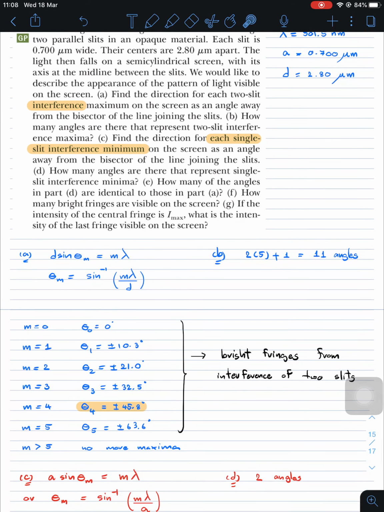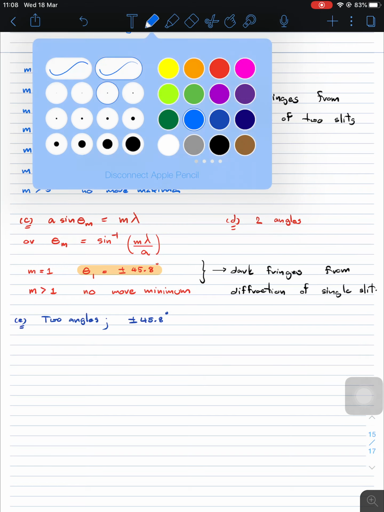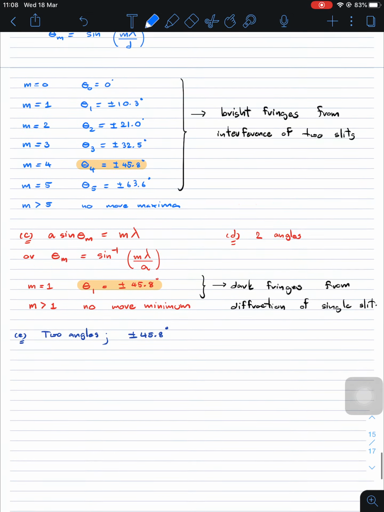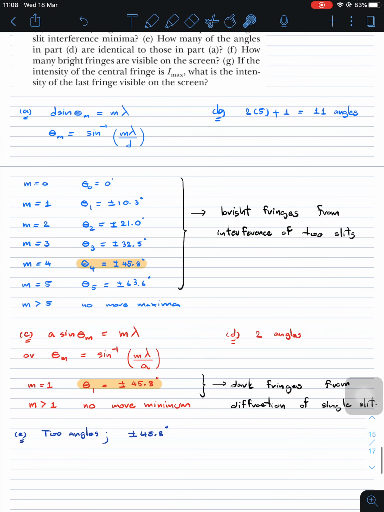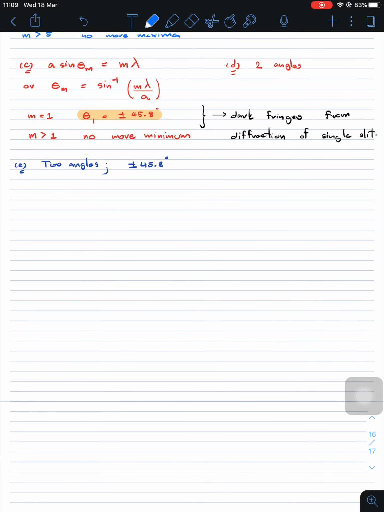Okay, so then part F: how many bright fringes are visible on the screen? To understand this part, let's write down the pictures. We said that we have totally 11 angles of the bright fringes from the interference of the two slits. So let me just draw the picture for you guys first.